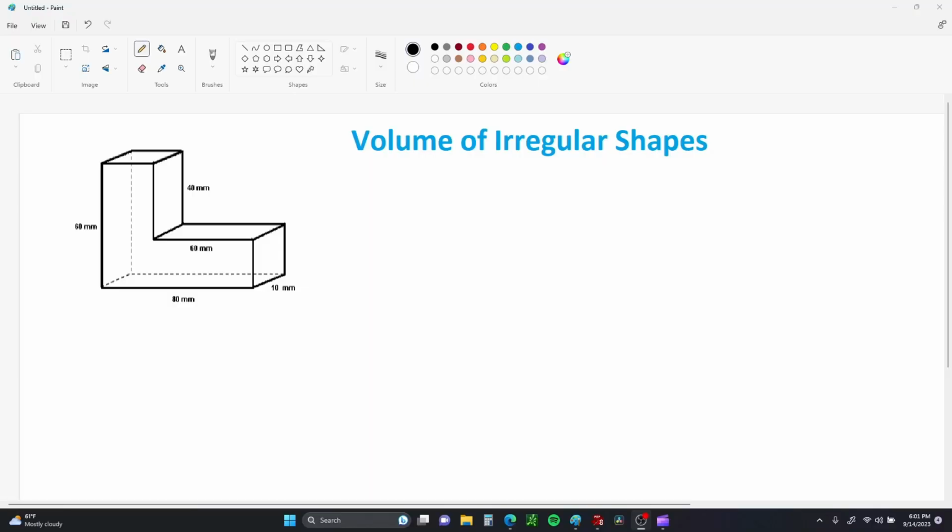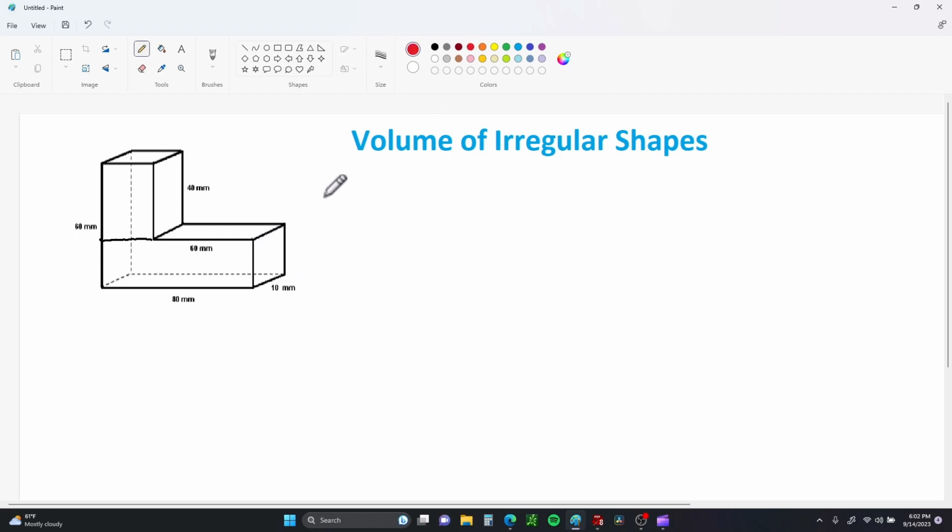Finding the volume of irregular shapes doesn't have a specific formula for any particular shape. What you do is you go to the shape and we cut it into familiar shapes. So this odd shape is really just two right rectangular prisms. So what you do is you find the volume of each of the right rectangular prisms independently.